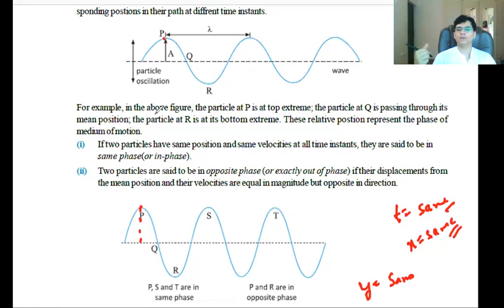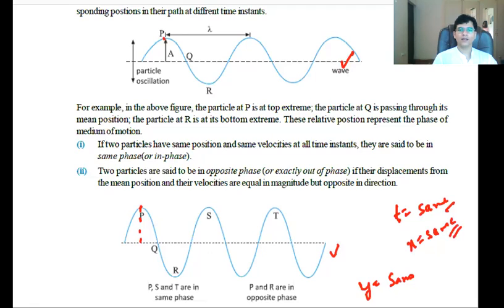Yes or no? So I'm talking about two different particles at the same distance at the same time. If y is the same, then the motion of the two waves will be in the same phase. Yes or no? Clear?